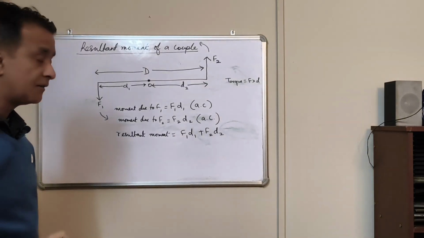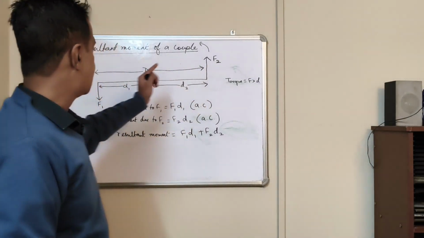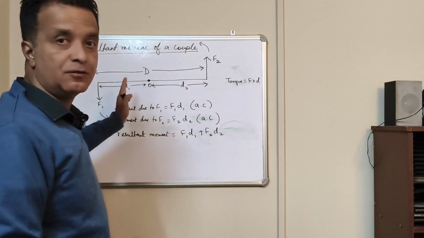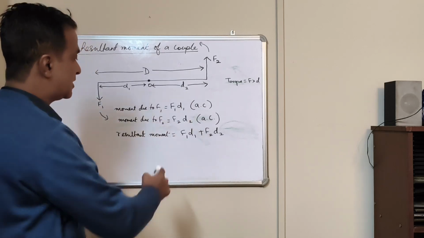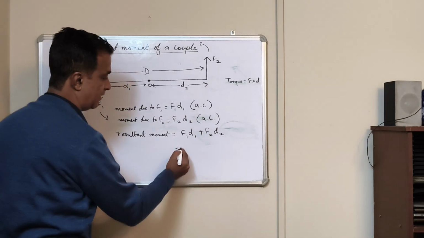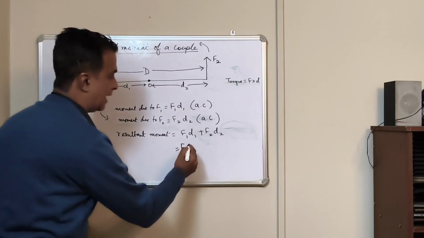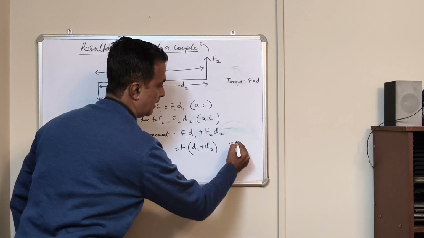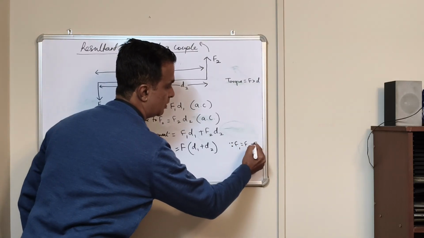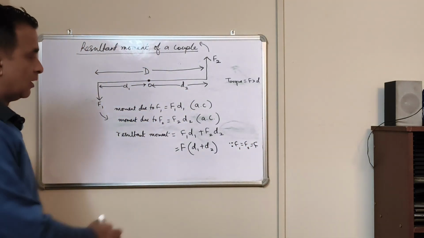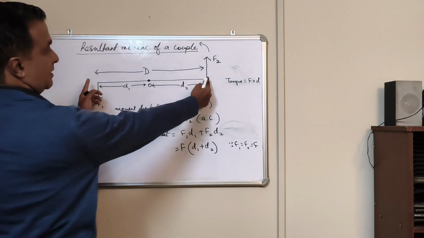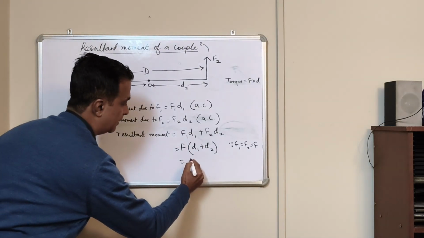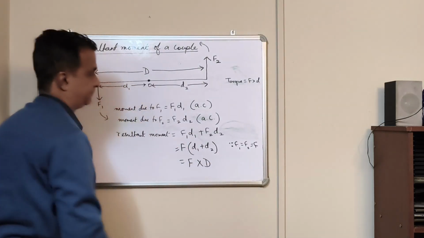Now, if you remember, the definition of a couple was two equal and opposite parallel forces. Though I have written F1 and F2, that is just to distinguish between the two forces. They are supposed to be equal. So, I can take F common, because F1 is equal to F2 is equal to F. Then in the bracket, I have D1 plus D2. Now this D1 plus D2 is nothing but the entire distance between the two forces, meaning it's capital D. So the resultant moment of a couple is F multiplied by D.